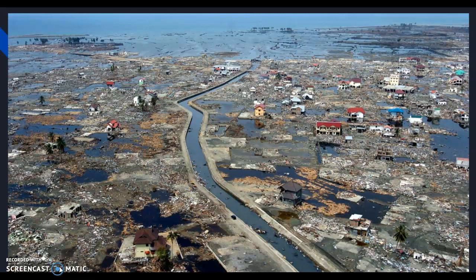Tsunamis are the least frequent, but the one that happened in 2004 was very disastrous. Here is an image of the aftermath.